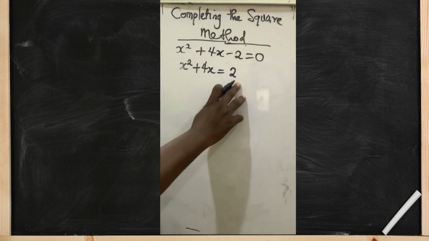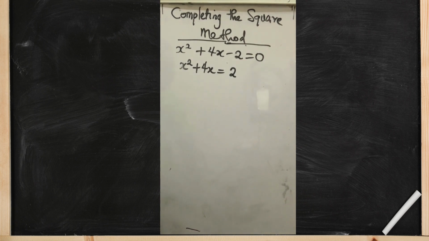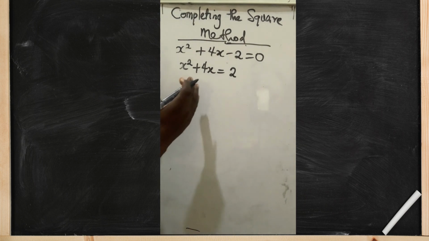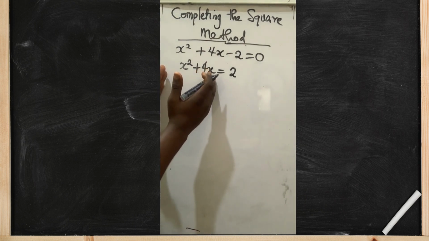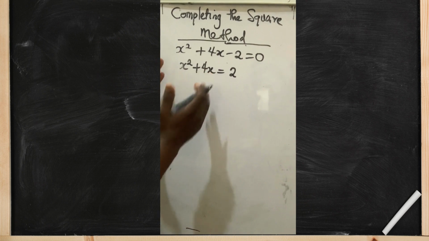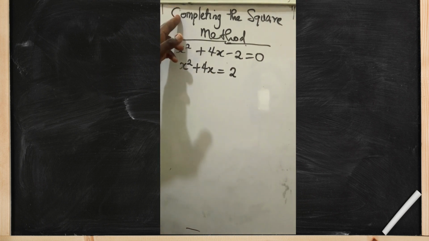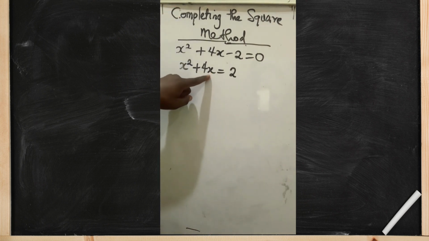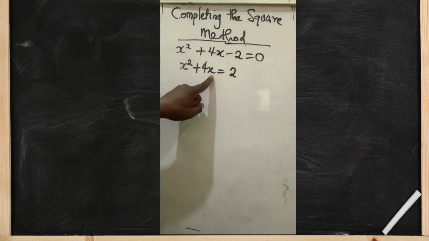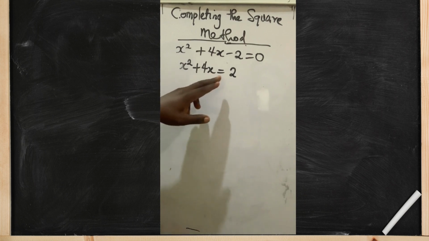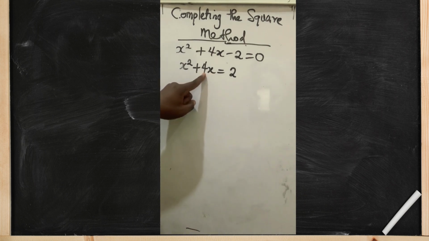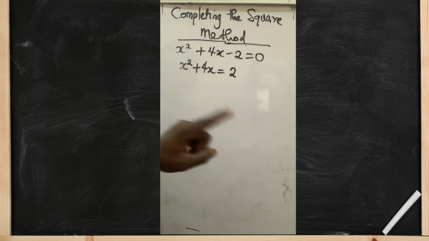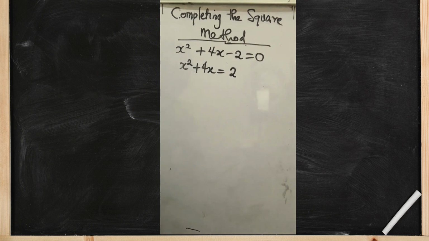Then you have this. Now let me quickly chip something in here: what you want to do is to make the left hand side a perfect square. That's why they call it the completing the square method. This has the possibility of becoming a perfect square if you take half of this and you square it. Now let me show what it means.